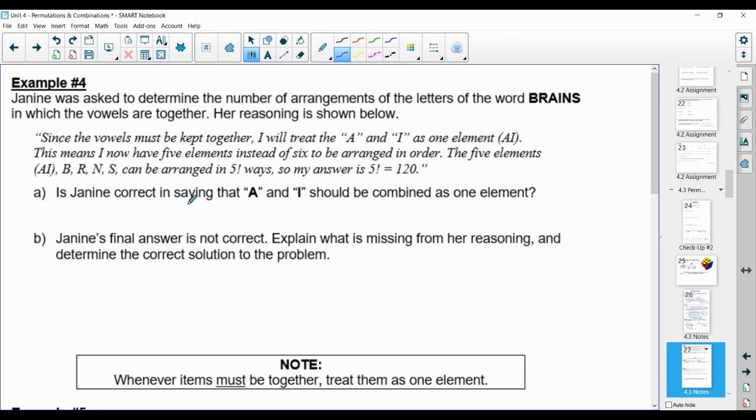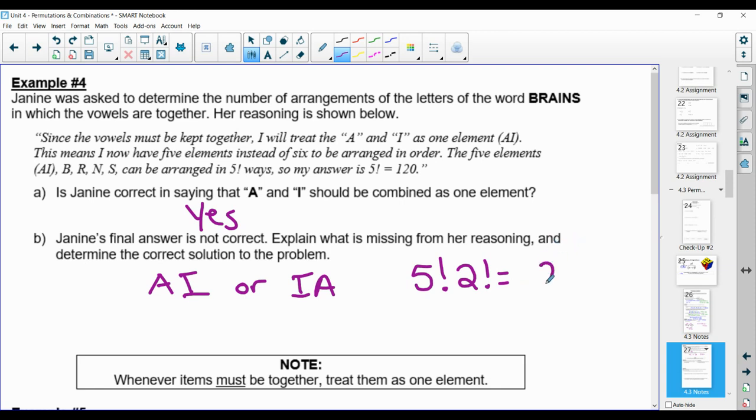Well, first of all, Janine is correct in grouping them. We just finished talking about that on the last page. If elements have to be together, then we group them together. But the reason that she's not correct is that she hasn't considered that AI can be written as AI, or it can be written as IA. So when we count those groups, we have to count AI as one group, and then the B, the R, the N, and the S. So that gives us 5 groups, so 5 factorial. That part was correct. But we have to consider that the A and the I can be arranged in 2 factorial ways. So 5 factorial times 2 factorial gives us 240.